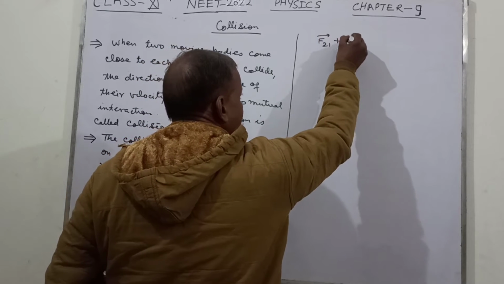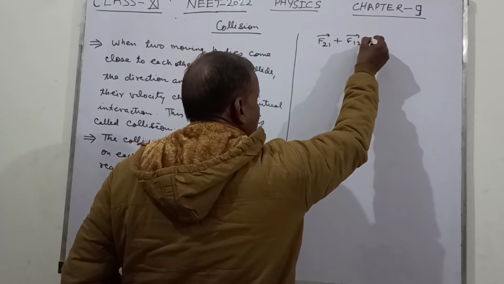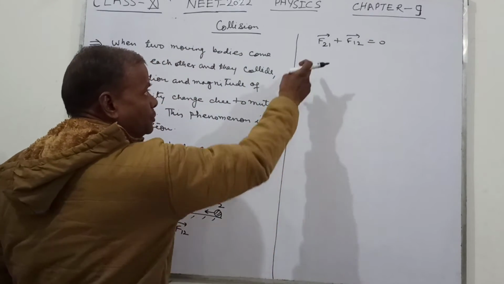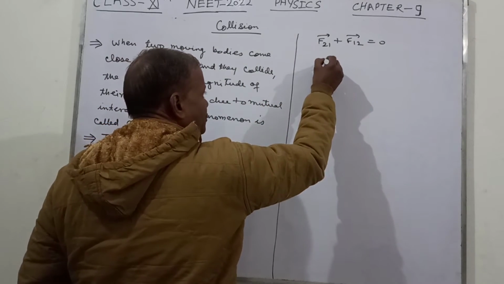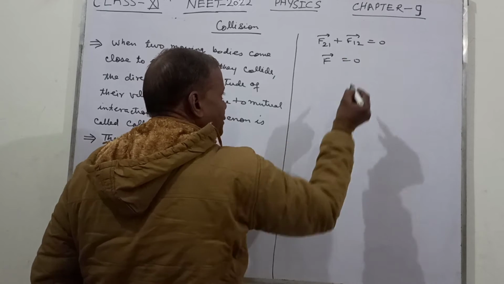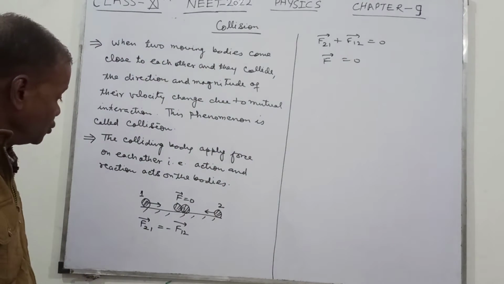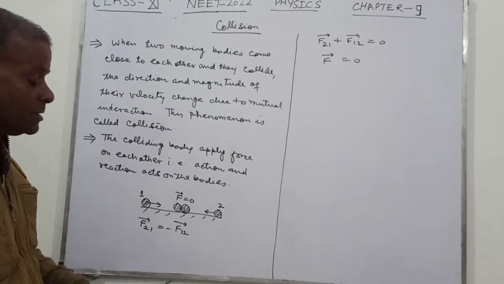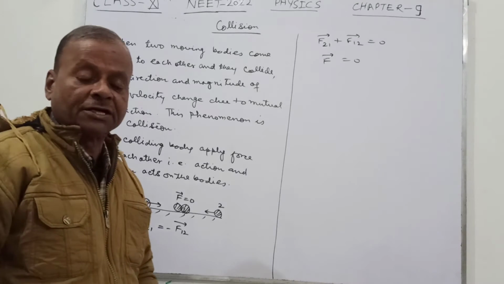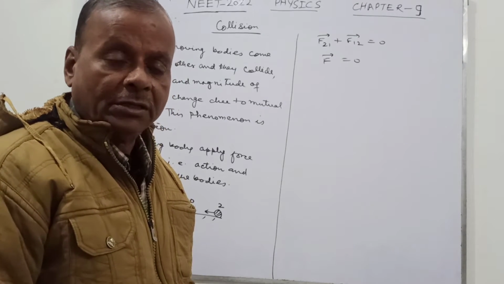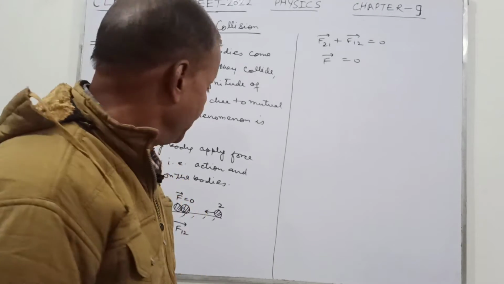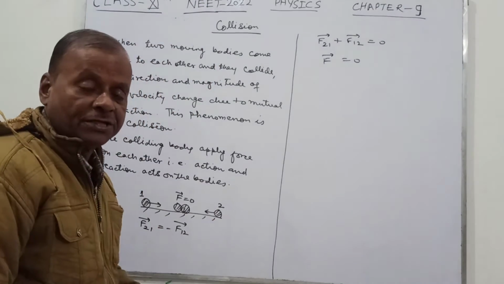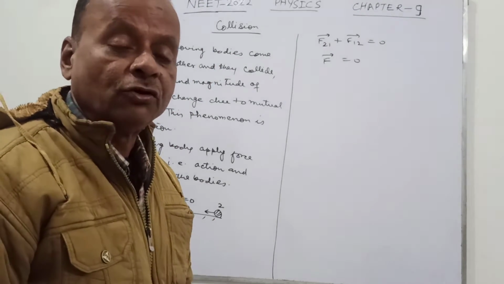So we have F21 plus F12 equal to 0. This is the net force, F, equal to 0. So net force is 0. It means that there is always conservation of linear momentum. So in all kinds of collisions, the momentum is always conserved.